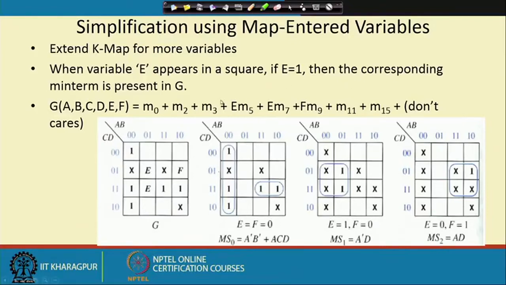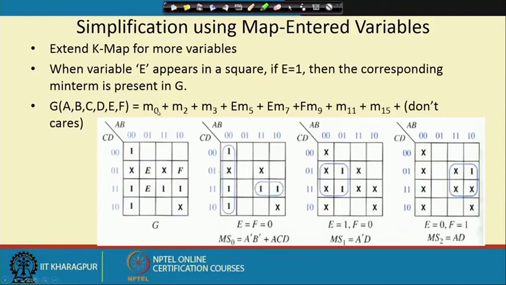So this is a situation where I have a 6 variable map where the terms are expressed like this. m0 plus m2 plus m3 plus e m5, that is, if e equal to 1, then m5 will come. If e equal to 1, then m7 will come. If f equal to 1, then m9 will come, then m11, m15. So this is represented as 4 variable terms like m0 to m15, but here I have the other variables introduced, the e, f, etc.